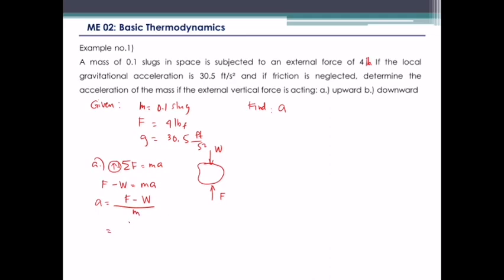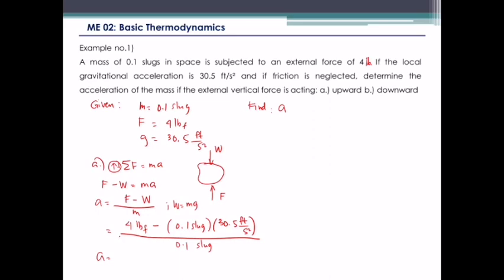We are given the force, which is 4 pound force. How about the weight? The weight is given by the formula weight is equal to mass times gravitational acceleration: 0.1 slugs times 30.5 feet per second squared. Slug times feet per second squared is the unit pound force, so you can readily combine it with the pound force. And your mass is 0.1 slug, since the unit of mass we use is slug. If the mass were in pound mass, you would need to convert it.